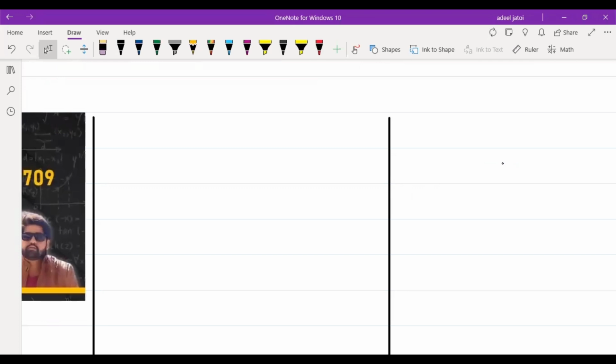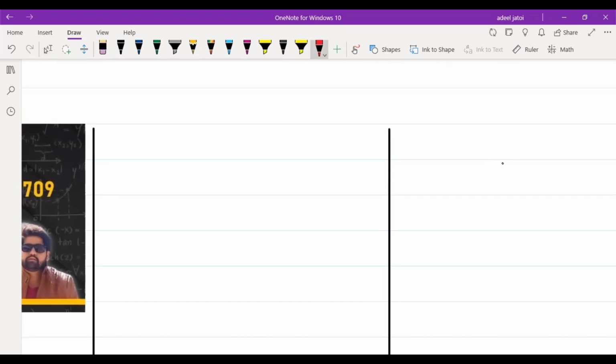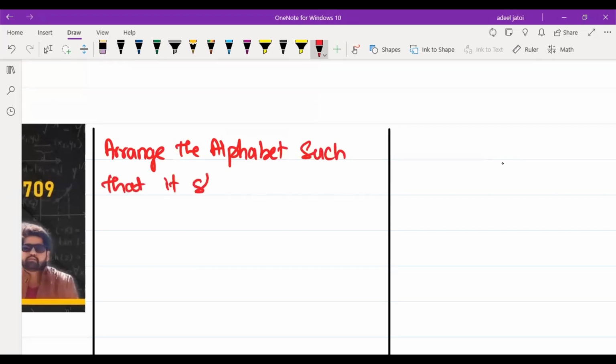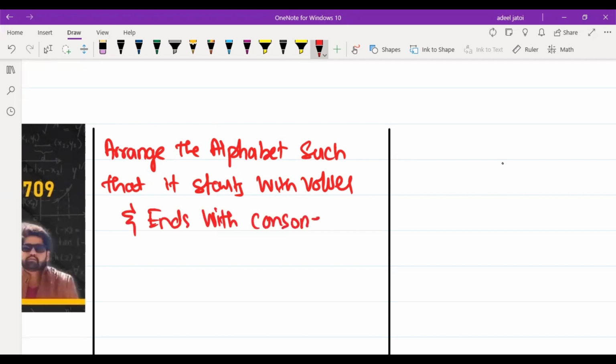Your English is much needed to understand the question. So, similarly, the question says arrange the alphabet such that it starts with vowel and ends with consonant. And the question clearly says or vice versa.